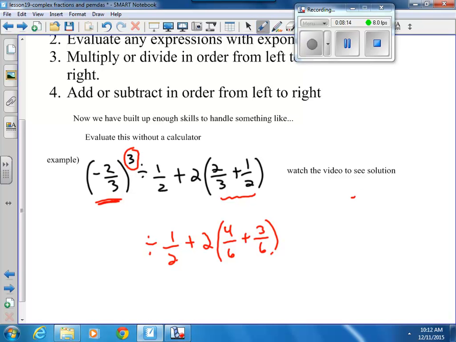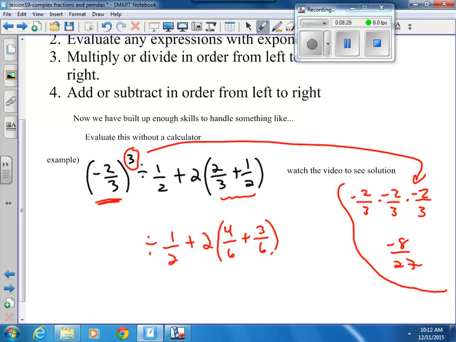Negative 2/3 cubed means negative 2/3 times negative 2/3 times negative 2/3. So that's going to bring you to negative 8 over 27. I'm just going to do that off on the side. So negative 8 over 27. Keep cleaning inside these parentheses, so that's going to bring you to 7 over 6.